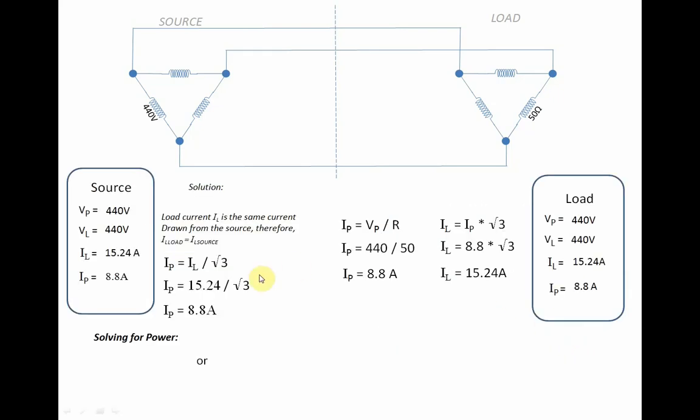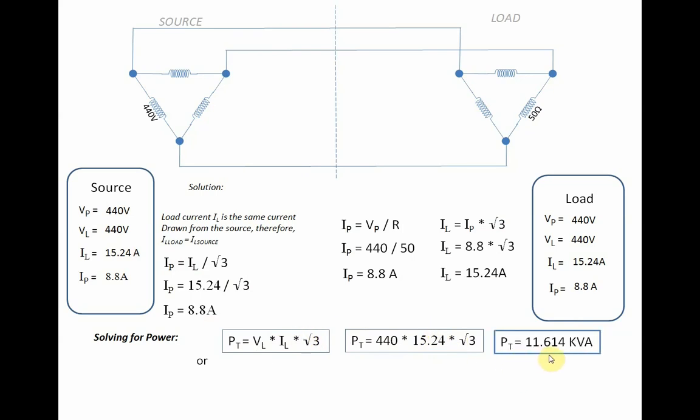Now going back to our problem, how do we solve for the power of our system? We say the total power would be the line voltage times line current times square root of 3. So the line voltage is 440 volts times the line current of 15.24 amperes times square root of 3, we have 11.614 kVA. Take note, the unit is kVA because it is an apparent power.